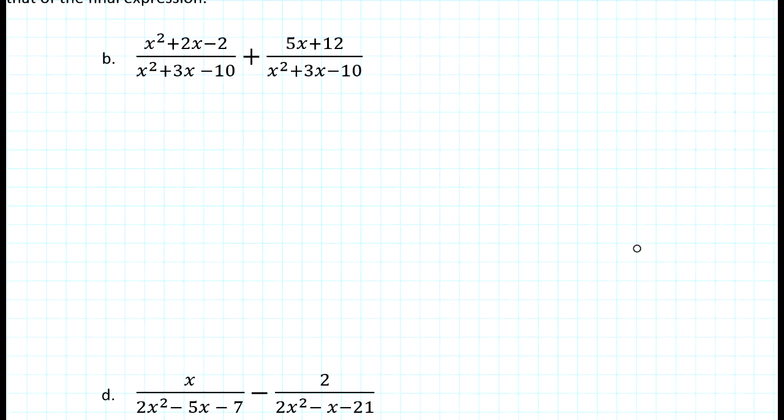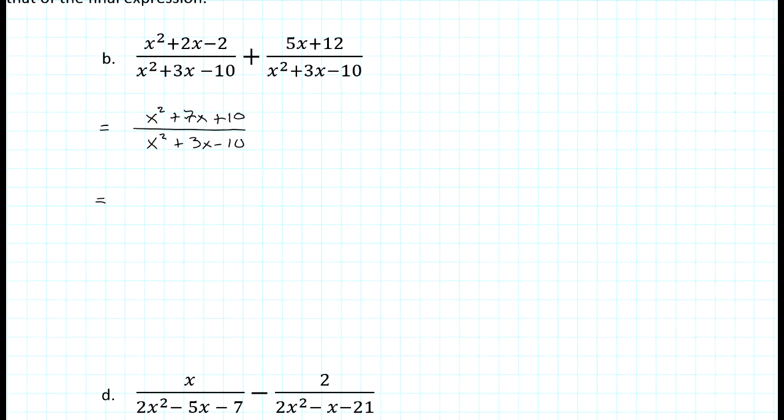We have x squared plus 2x minus 2 over x squared plus 3x minus 10. Then we add to that 5x plus 12 over x squared plus 3x minus 10. The denominators are once again the same here, so I don't need to worry about a common denominator. That's nice. The numerators will add together. We have an x squared, and then our x terms, 2x plus 5x is 7x. And we've got minus 2 plus 12 is a plus 10. The bottom will just leave that same denominator, x squared plus 3x minus 10.